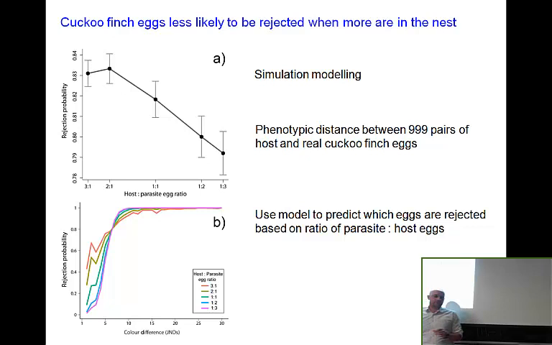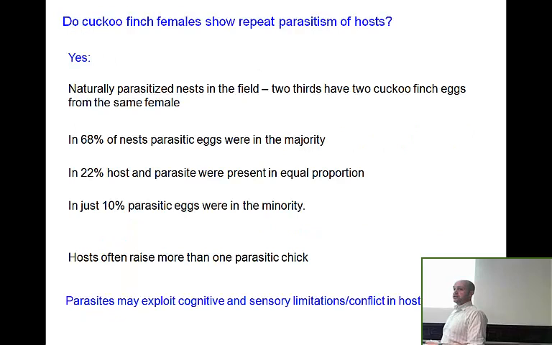So this would suggest that we would expect to see the same female repeatedly targeting and parasitizing the same host nest with multiple eggs. And that is exactly what you find if you look in the field. So from our naturally occurring data, from naturally parasitized nests in the field, two-thirds, in fact slightly more than two-thirds, of these nests have two or more eggs laid by the same cuckoo finch female.